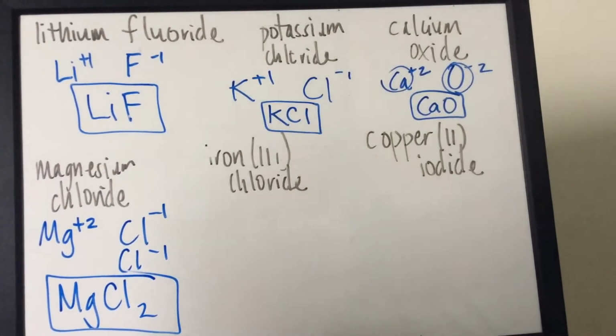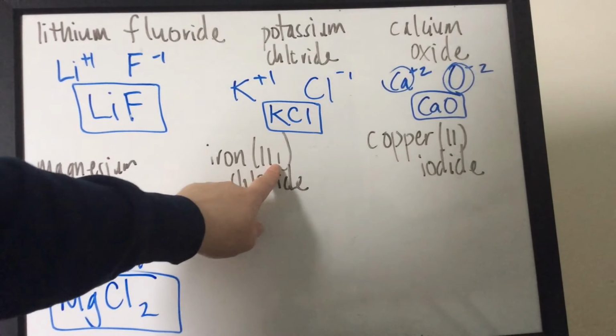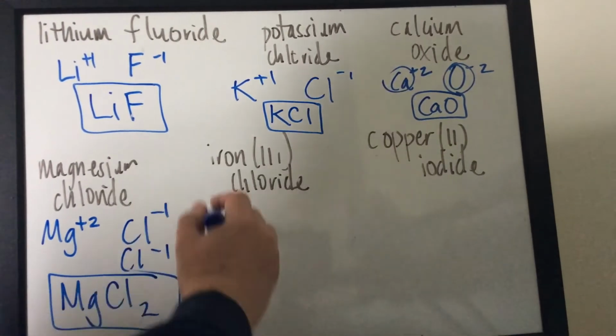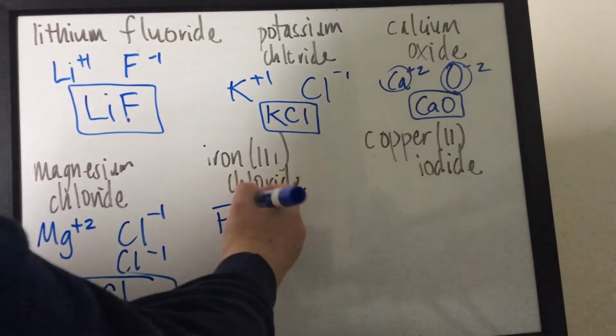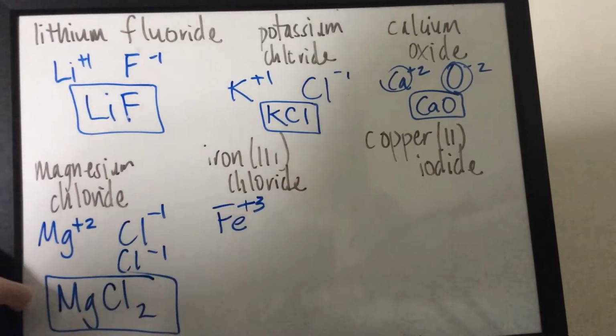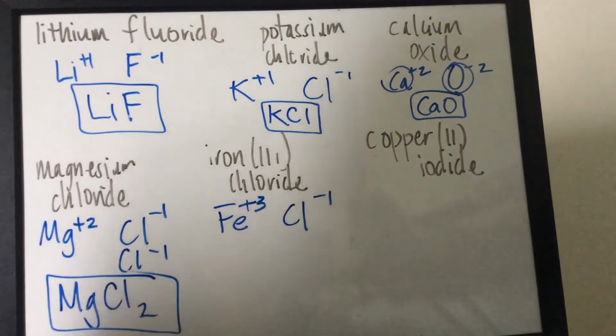My next one is iron 3 chloride. Okay, remember this is indicating the charge for a transition metal. So iron is Fe. This is Roman numeral 3, and it's always a positive 3 because it's a metal. And then chloride is chlorine, Cl minus 1.